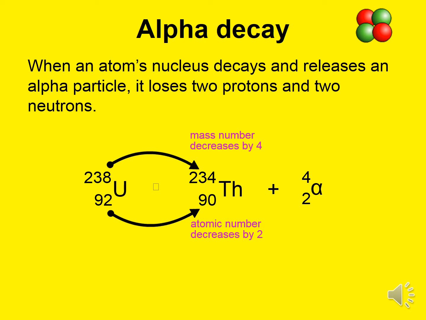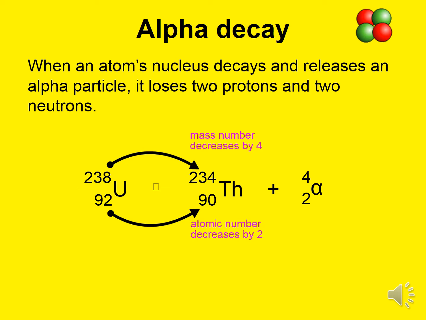Because 2 protons are thrown out with the alpha particle, and the mass number must decrease by 4 because 2 protons and 2 neutrons are thrown out, and the mass number of the alpha particle is 4. So that is the pattern that we need to be aware of for alpha decay, and that's pretty straightforward to do. You simply take 2 off the atomic number and 4 off the mass number for this.